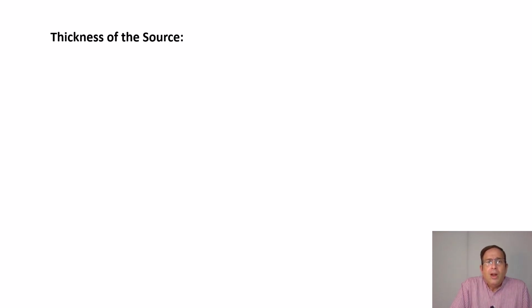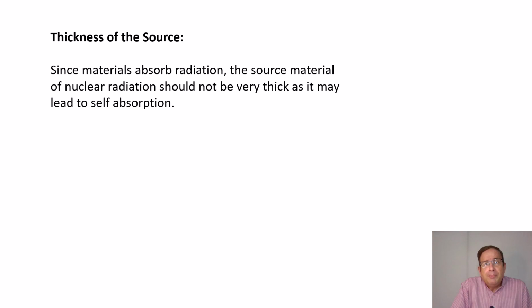So basically the surrounding medium constitutes the air or some solid material which covers the source, but it also interacts with the source itself. Since materials absorb radiation, the source material will also absorb radiation. So the thickness may lead to self-absorption. If the source material is quite thick, then almost all of the radiation can be absorbed by the source material itself. So we have to consider what the thickness of the source should be when we are making the source and we are using it for any experiment.